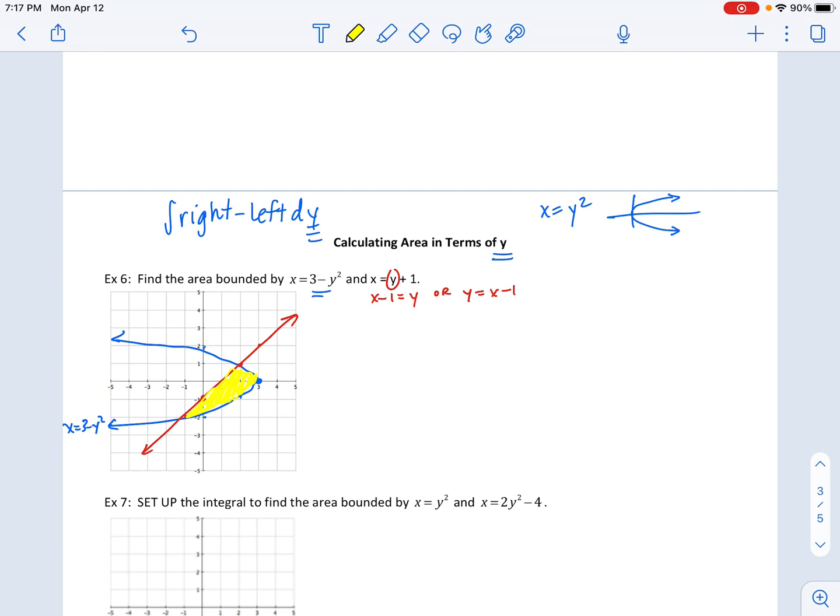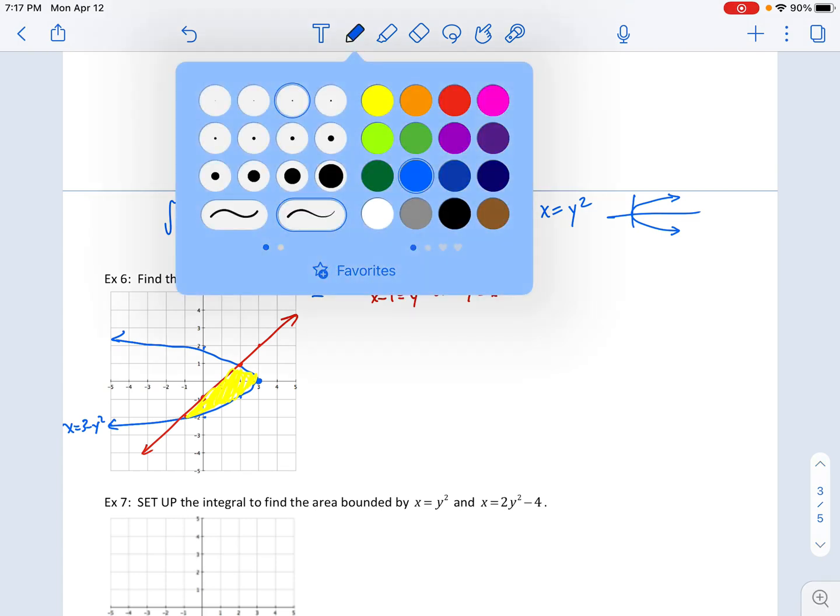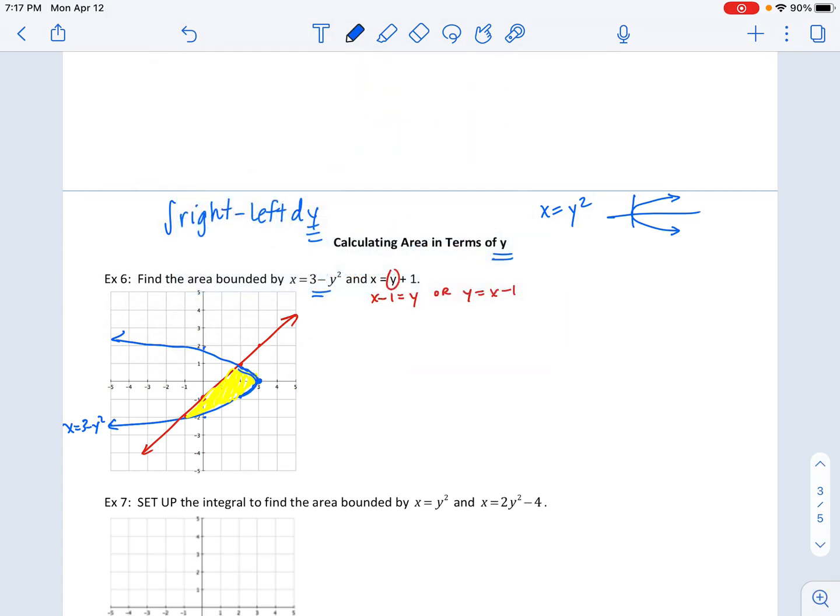And like I said, we're going to do right minus left, or if you picture yourself in a classroom where the windows are on the right-hand side, we're going to do window minus wall, and we're going to think of that as we make this calculation.